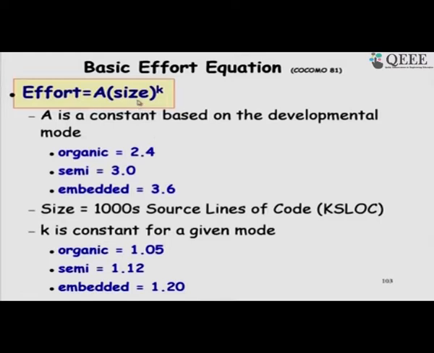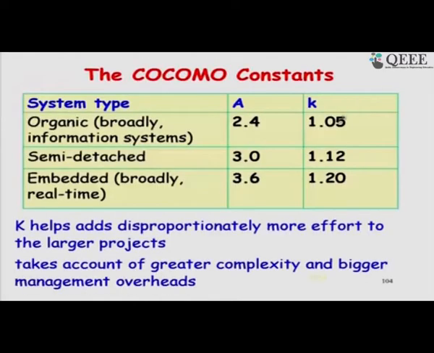You can just check: if the size is, let us say, 100 kilo lines of code and we classify it as organic, what will be the effort? And for the same 100 kilo lines of code, if it is embedded, just see the variation there; you can easily do the computation. So, this is a summary of that in the table. Organic, the multiplier is 2.4, scale factor is 1.05. Here the multiplier increases by 50%, but the scale factor will make a major difference.